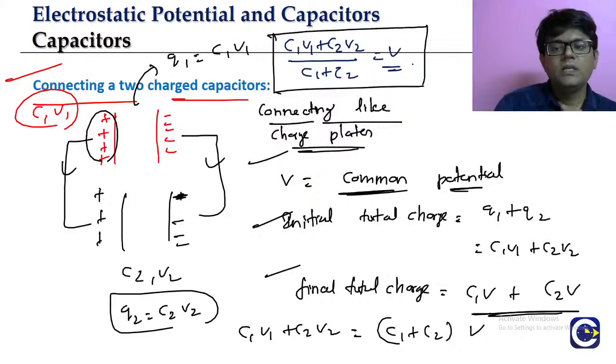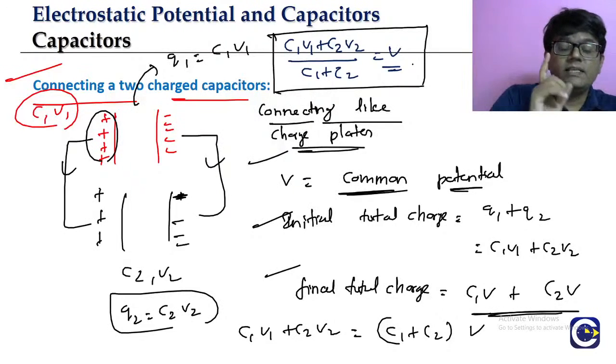Okay? So in this also they can ask some questions like that. They can ask what is the energy loss. When they ask energy loss, what are we going to do? We will look at the initial energy on both the plates. Initially both the plates will have energy, and finally also both the plates will have energy. So initial energy minus final energy is the energy loss. Okay? So this is connecting the like charge plates together.